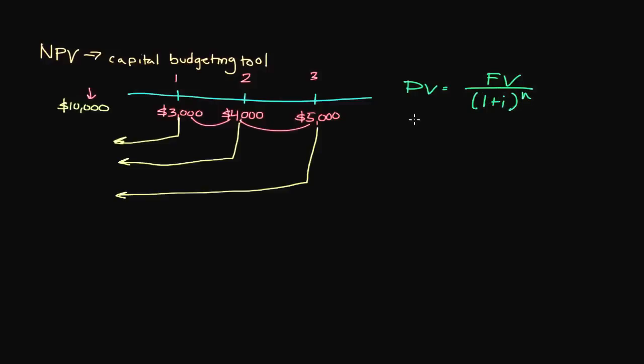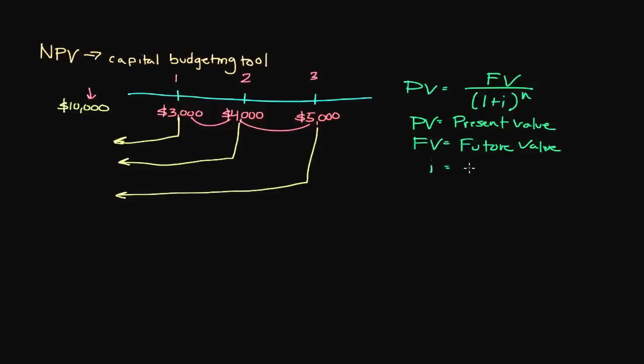Let me define these real quick. The PV is what we call the present value. This is the numerical value of the money today. So this is what the money is worth essentially today. FV stands for future value. This is the money at a future point in time. So this is the numerical figure of that particular money at some time in the future.